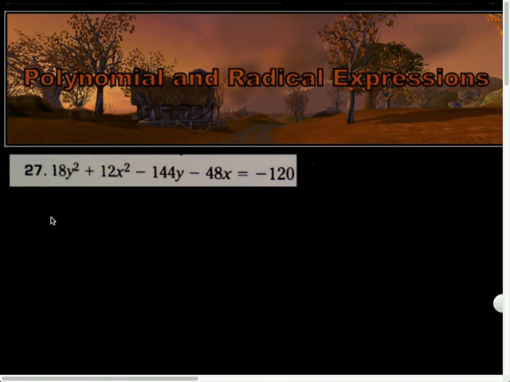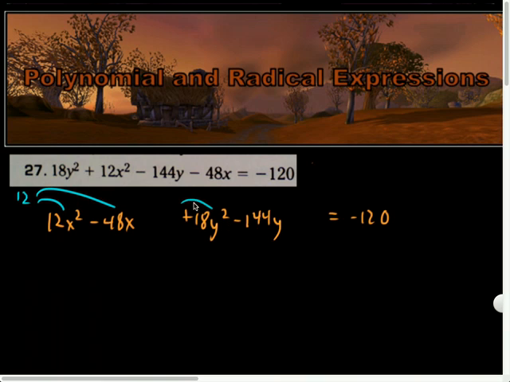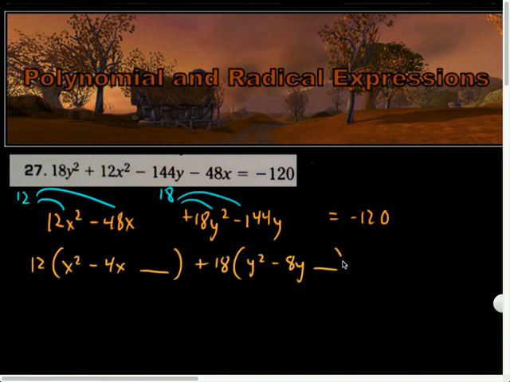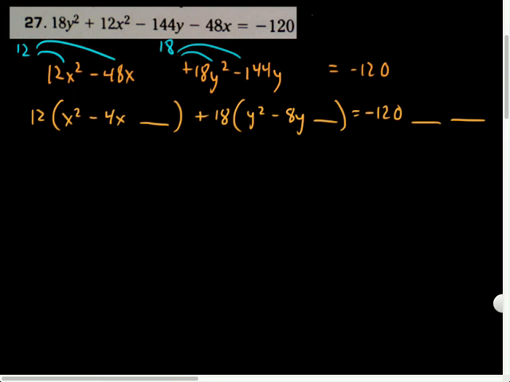So first thing I'm going to do is group the x's and y's. So 12x squared minus 48x plus 18y squared minus 144y equals negative 120. Because of these leading coefficients, I'm not GCFing here. I'm just taking out the 12 and the 18. So I'll have 12 times (x squared minus 4x blank), plus 18 times (y squared minus 8y blank), equals negative 120 blank blank, and this literally takes up the whole width of my page. So now I'll complete the square twice.